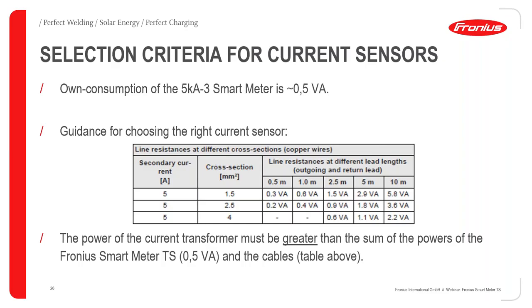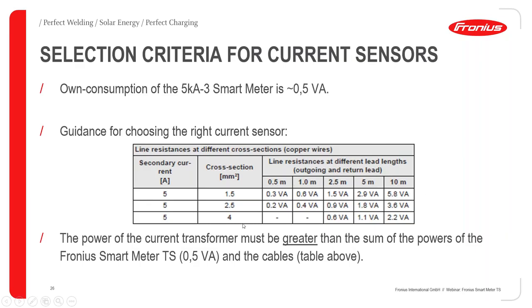And the second thing is, of course, the length and the cross section of our line between smart meter and current transducer. So the power of the current transformer must be greater than the sum of the power of the Fronius Smart Meter, so the 0.5 volt amps, and the line resistance of the cable. So that's actually what we tried to list here for you, just as a short example.